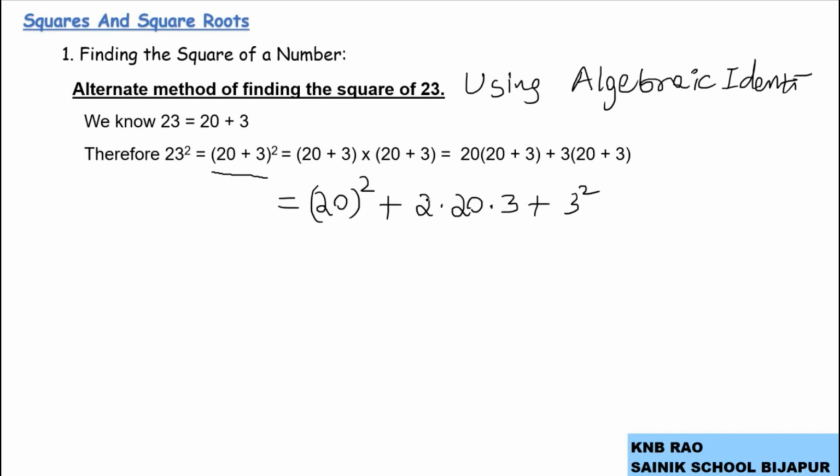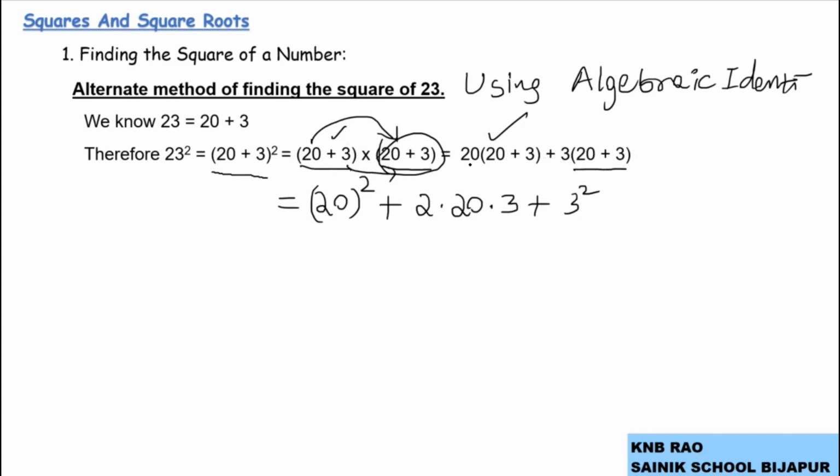This is how we write it. How this comes is that 20 plus 3 whole square can be written as 20 plus 3 into 20 plus 3. So using the distributive property, this 20 multiplies to the whole of 20 plus 3, plus this 3 multiplied to the whole of this 20 plus 3.